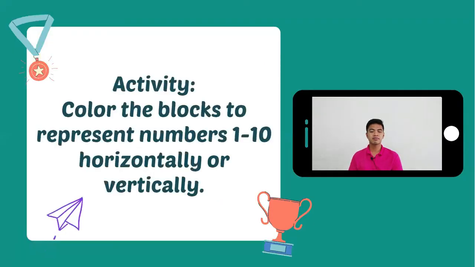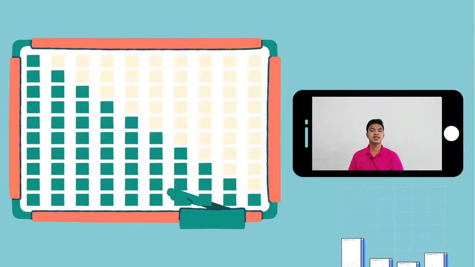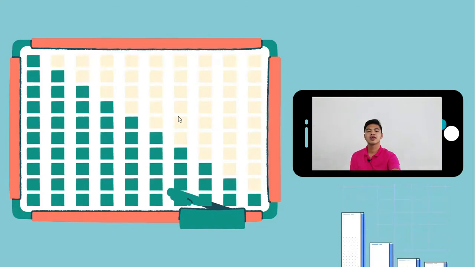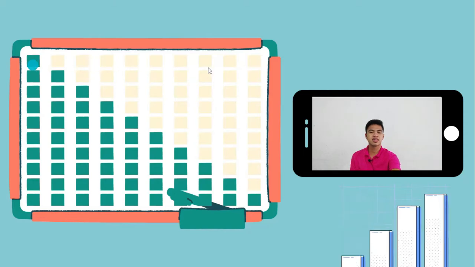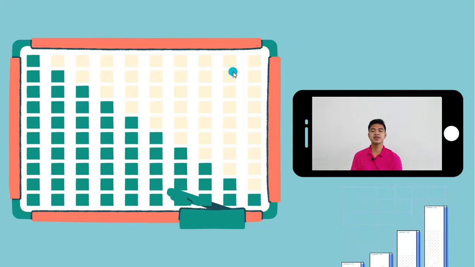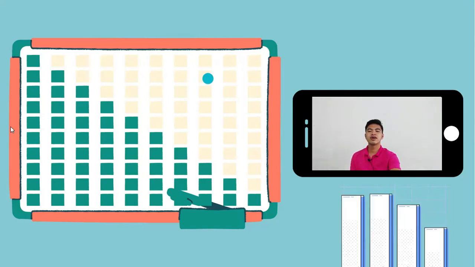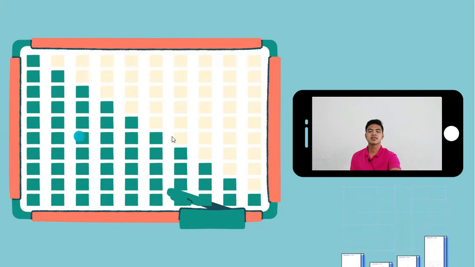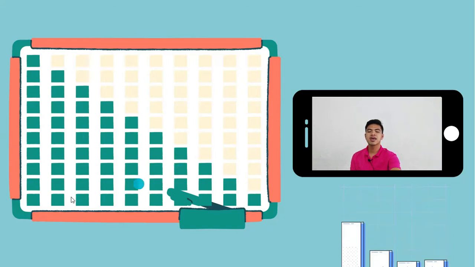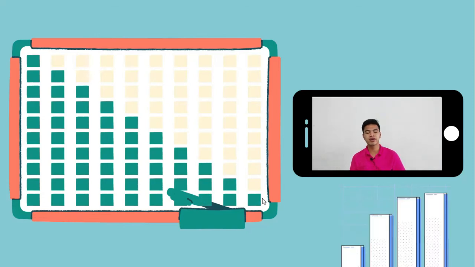Here we are going to color the blocks to represent the numbers from 1 to 10 horizontally or vertically. Okay, so this is how the graph looks like. Okay, this is my example, but you can also make your own. As we can see here, we have one green horizontally, one green, and then two green squares, three green squares, 4, 5, 6, 7, 8, and then 9, and lastly we have 10. So this is how my graph looks like.